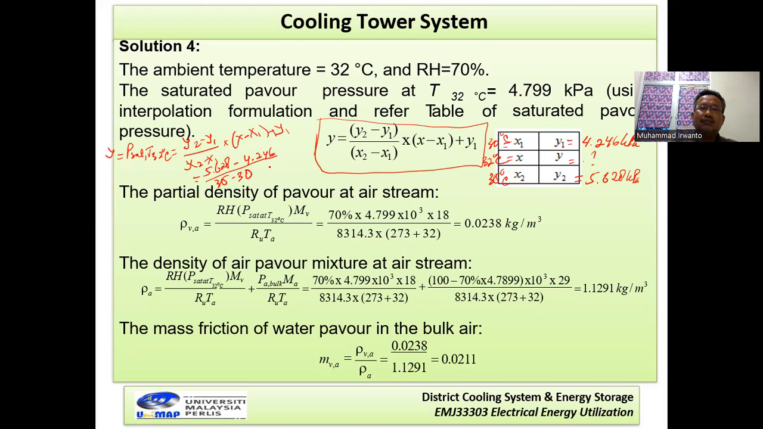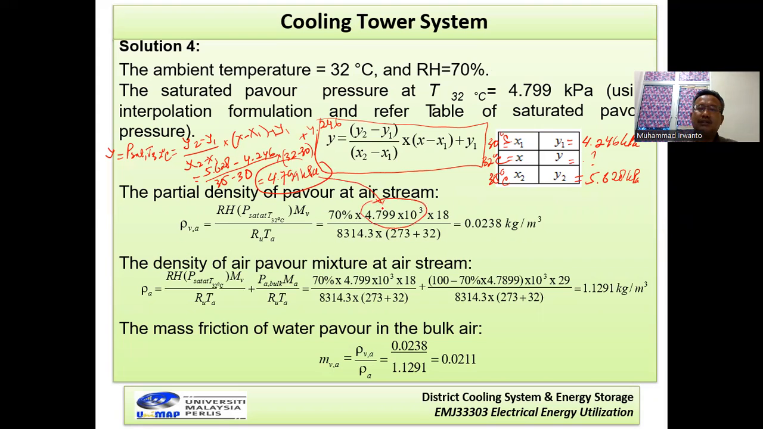Yeah, 30, multiply by 32 minus 30. And then after that, plus Y1. Y1 is 4.246. Now, if we calculate all of this, the value we obtain is 4.799 kPa. Now, this value is the saturated vapor pressure for the temperature of 32 degrees Celsius.